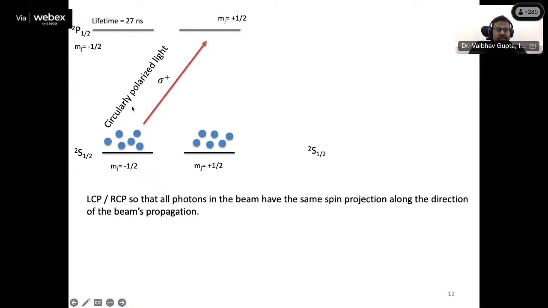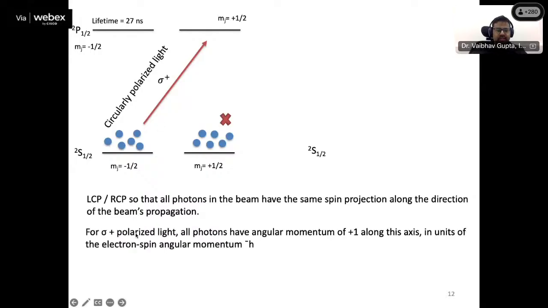Circularly polarized light has angular momentum with the value plus 1. So if I add minus half with plus 1, the total will be plus half. So they will go into this particular state, which represents plus half. If these ones take circularly polarized light, half plus 1 is 3 by 2, and there is no state corresponding to 3 by 2, so they cannot move up. Only these ones can move up once you apply the circularly polarized light. So that is the main idea of applying circularly polarized light.